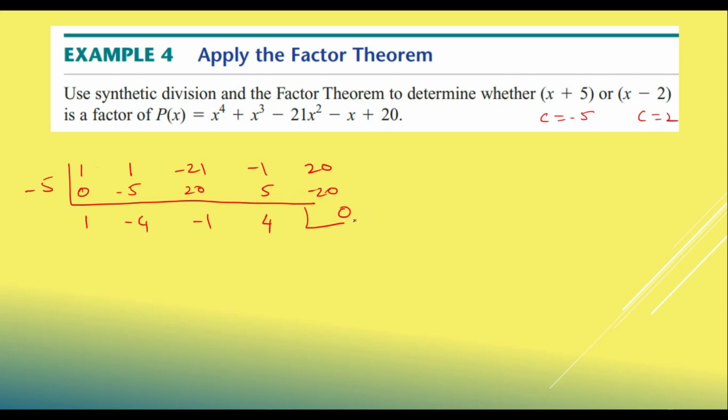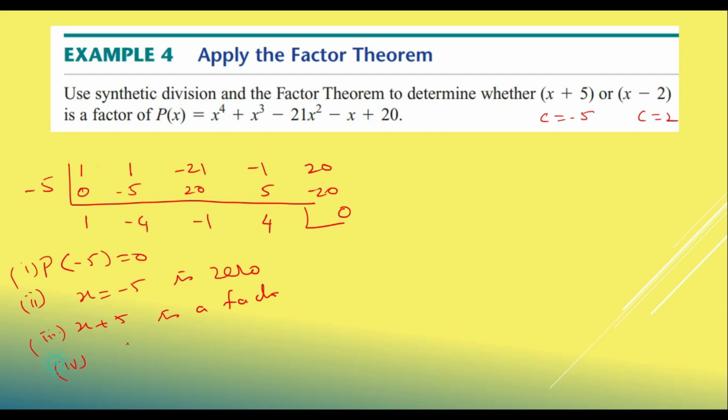When the remainder is 0, there are 6 different points, isn't it? First, the function value when C is minus 5 is 0. Second point, x is minus 5 is a 0 of the polynomial. X plus 5 is a factor. This is the third point, isn't it? Fourth point, the quotient times the divisor. The degree of the original polynomial is 4. So reduced polynomial. What is the reduced polynomial? Point number 5, reduced polynomial.